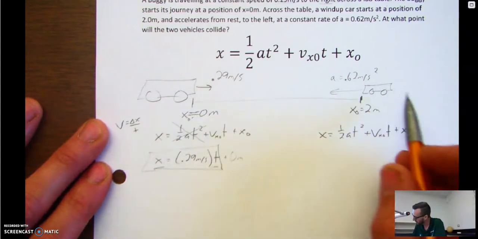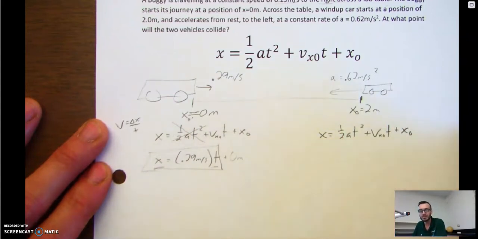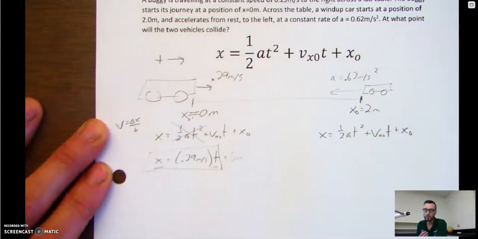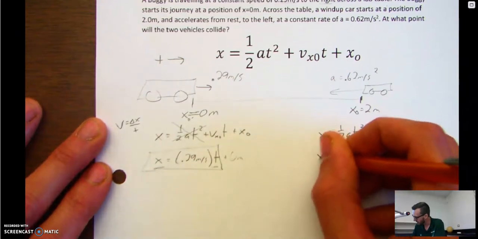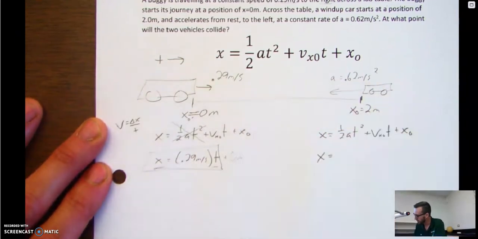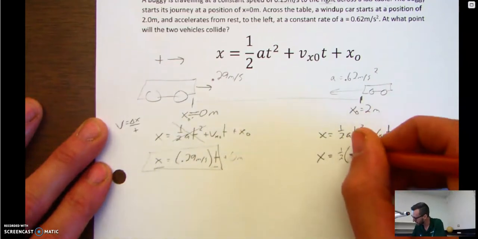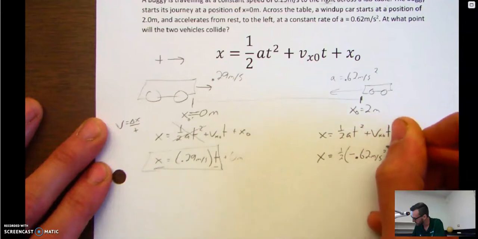Our pullback car is accelerating, but it's accelerating to the left. And now that we're in quantities that have direction, we have to indicate that mathematically. In this case, we're going to make positive to the right, which of course would mean negative would be to the left. And therefore, when I plug this in, our final position of our pullback car is going to be referenced to having a negative acceleration, so 0.62 meters per second squared backwards.